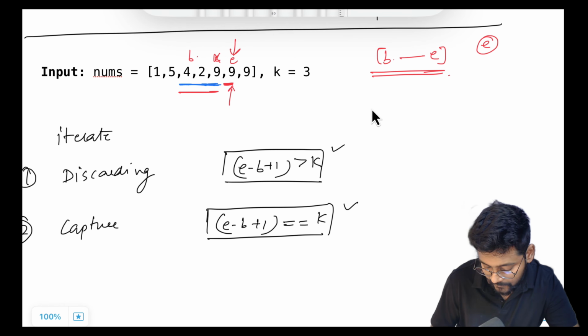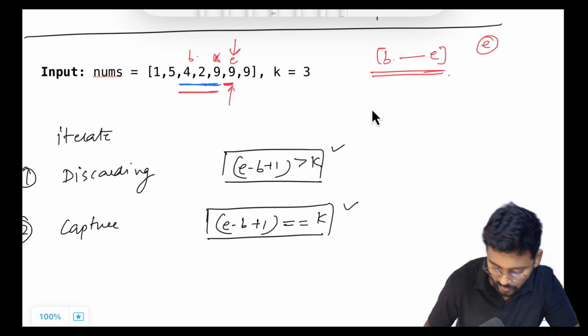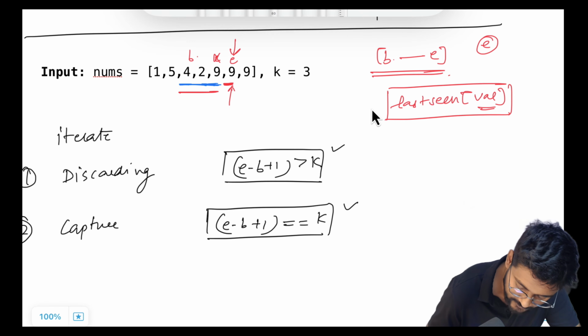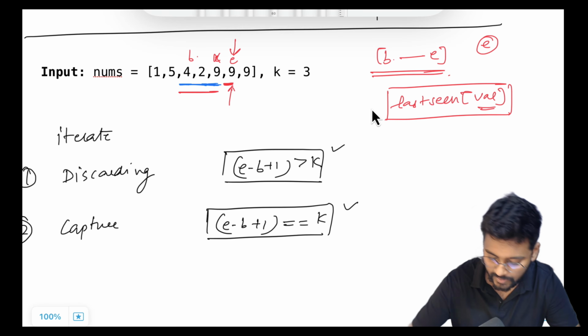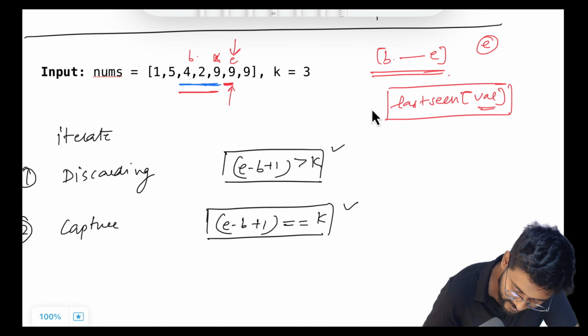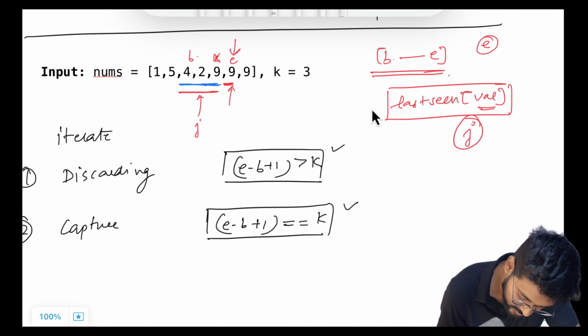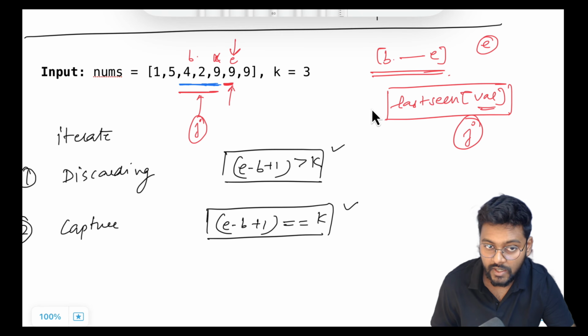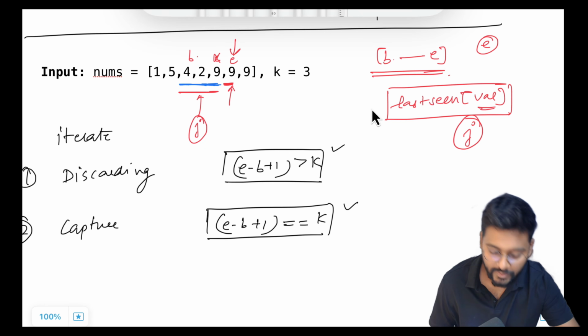And how do I see? If somehow I know the last seen of the current element. And what is the current element? Current element is the value. If I know the last seen of the value, I will be able to see whether that value is from the previous window or not. Let's say this value is j. If j is falling in this window, then I need to do something. It means I need to make my window valid.